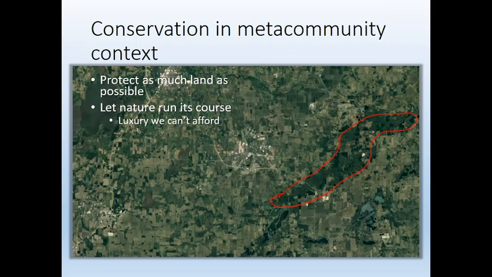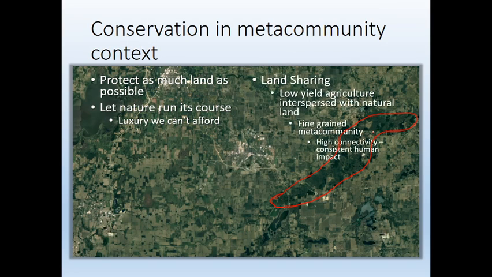So we can't just protect as much land as possible. We need to be making decisions about how our reserves look like. And meta-community can kind of guide that a little bit. So when we think about two contrasting ways of how to conserve land, we might think of a land sharing versus a land sparing method. Now, a land sharing perspective says have a bunch of low yield agriculture interspersed with some natural land.